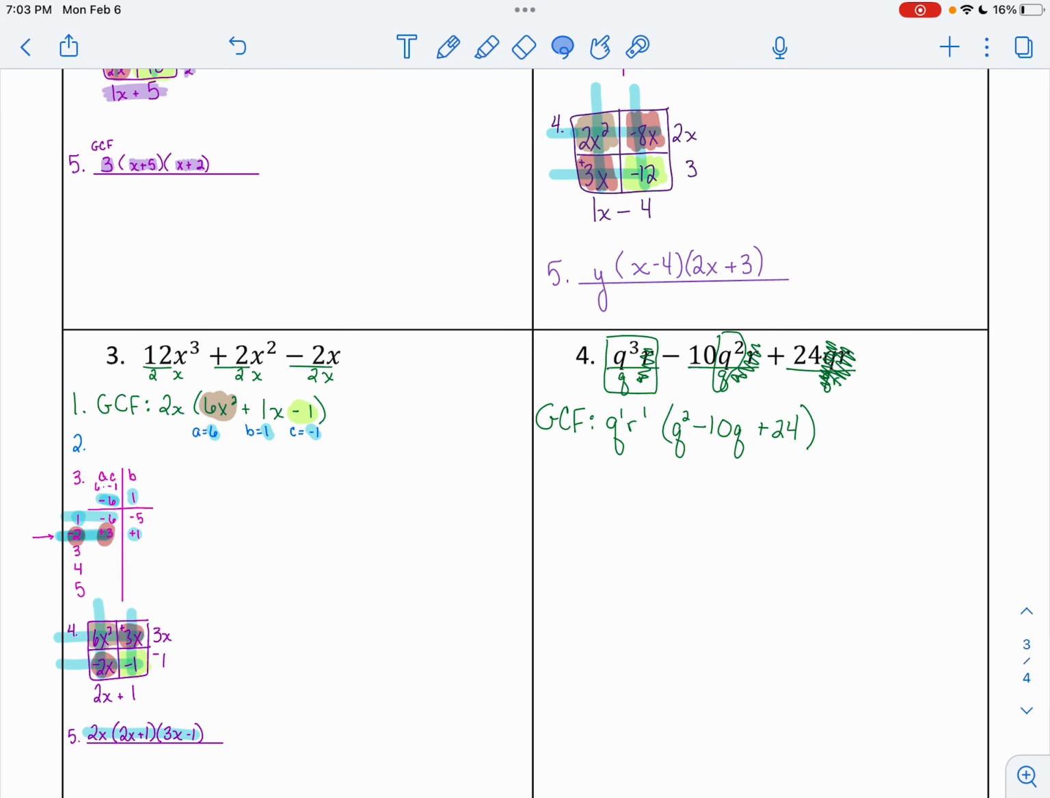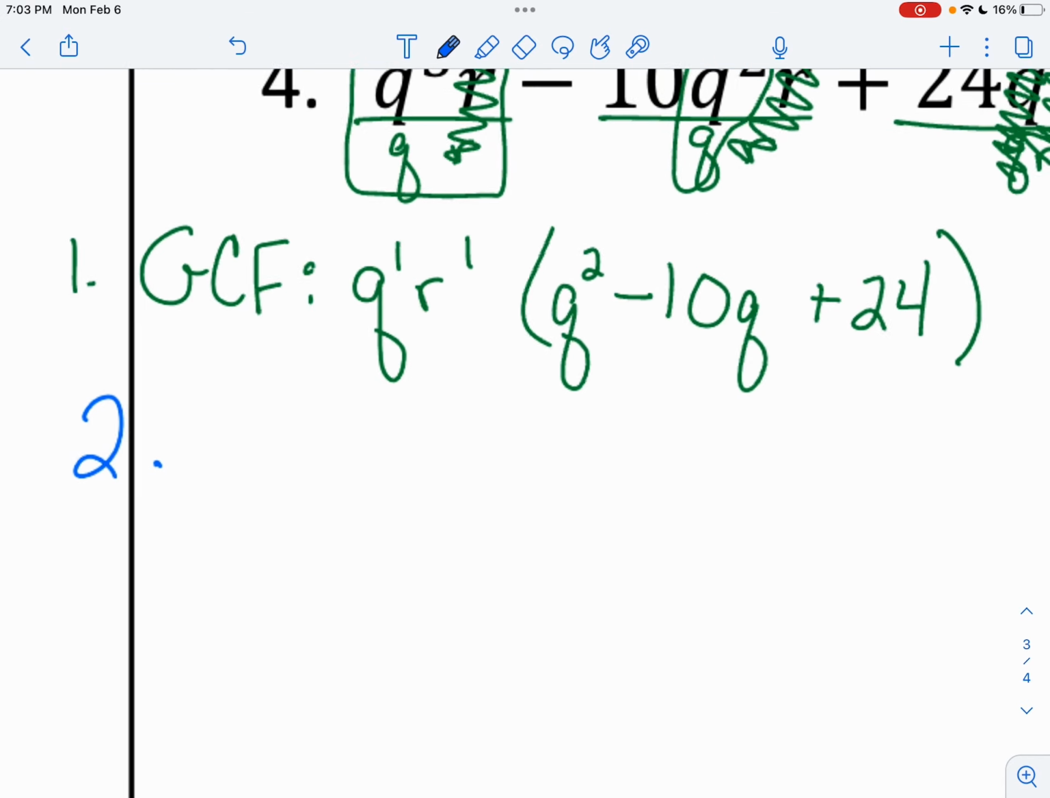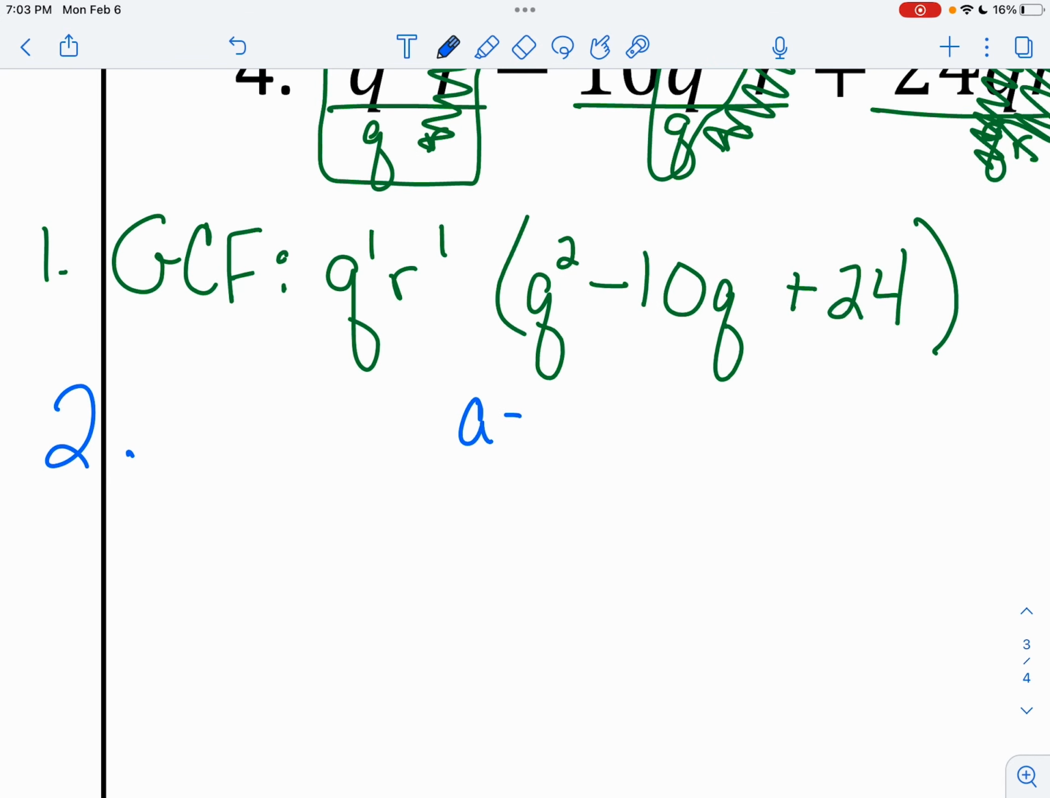Step 2. Find A, B, and C. A is the coefficient of the first. B is the coefficient of the linear, like the power of 1. And C is the constant in the back.